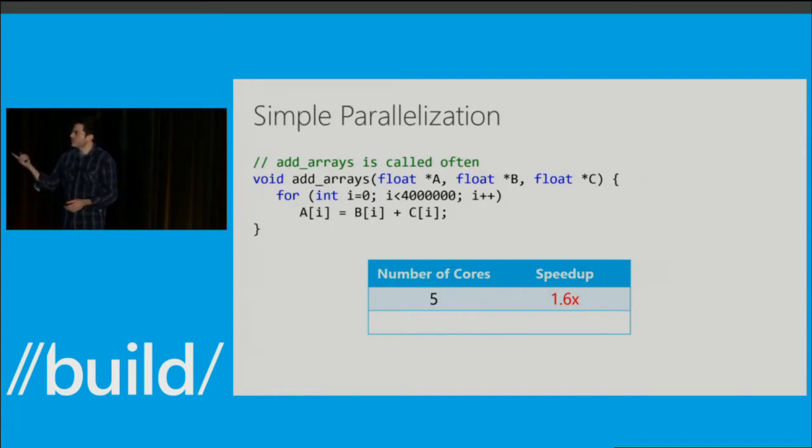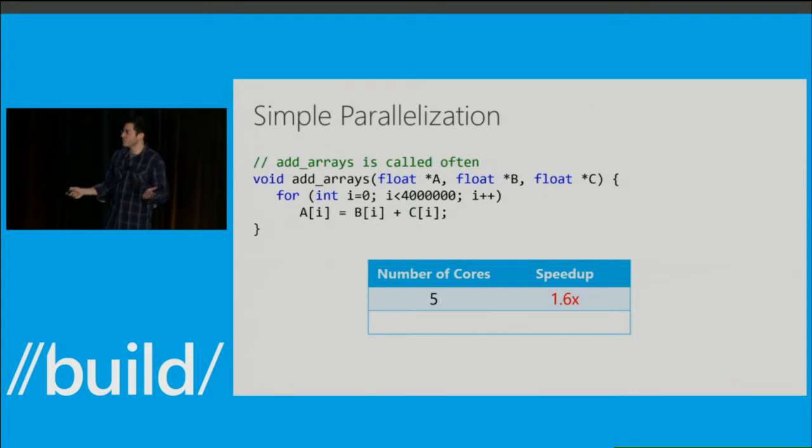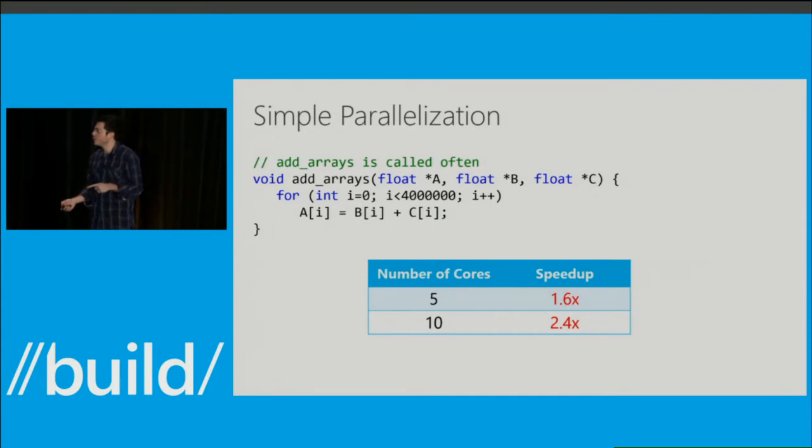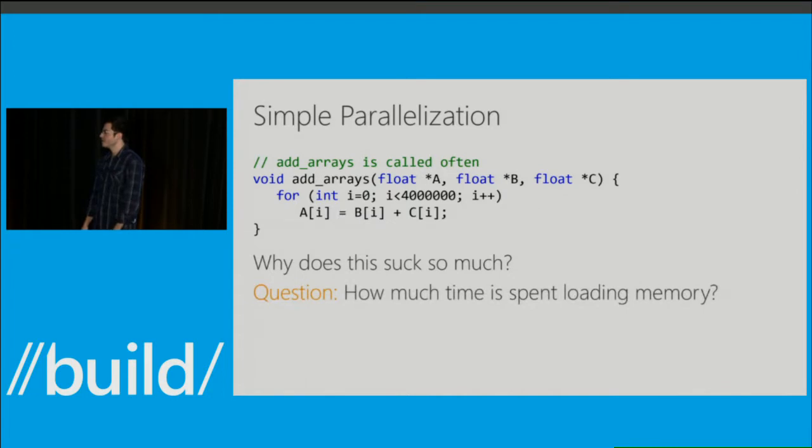So if I took this loop body and parallelized it across 5 cores, I only get a 1.6x speed up. And that's okay. I parallelized it to 10 cores, and I only got a 2.4x speed up. And that sucks. So, I've got to ask the question, why does that suck so much? That's not a very fair question to ask. So instead, I want to ask the question, how much time is actually spent loading memory?